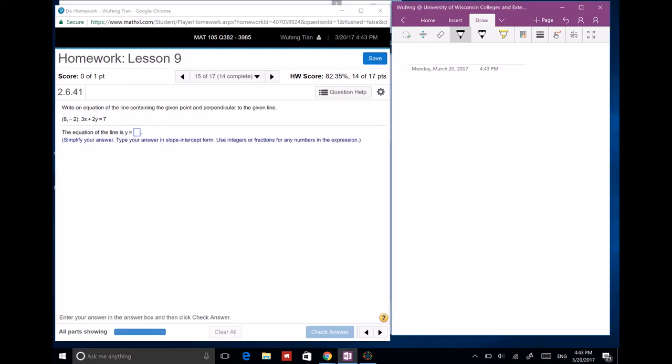Write the equation of a line containing a given point and perpendicular to a given line. So 3x plus 2y equals 7. We find the slope of this: 2y equals -3x plus 7. So y equals -3 over 2 x plus 7 over 2. The slope of this equation is -3/2.